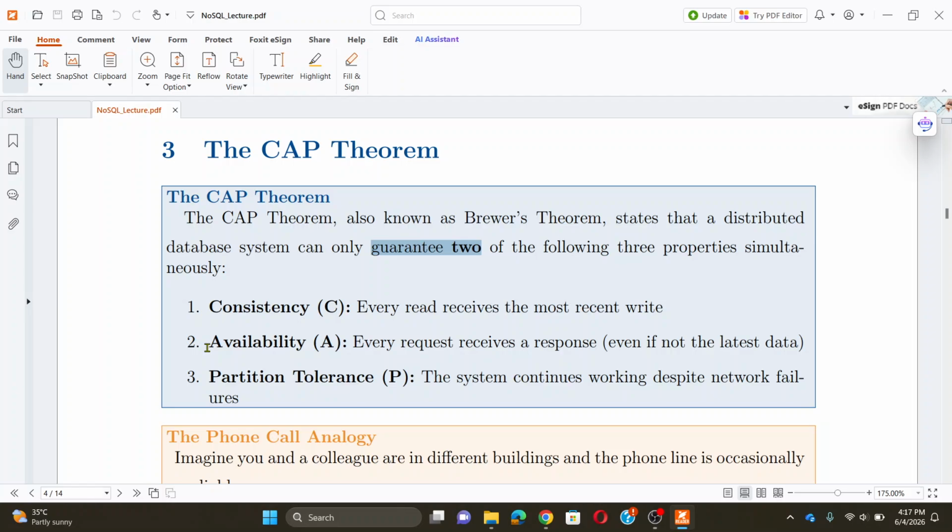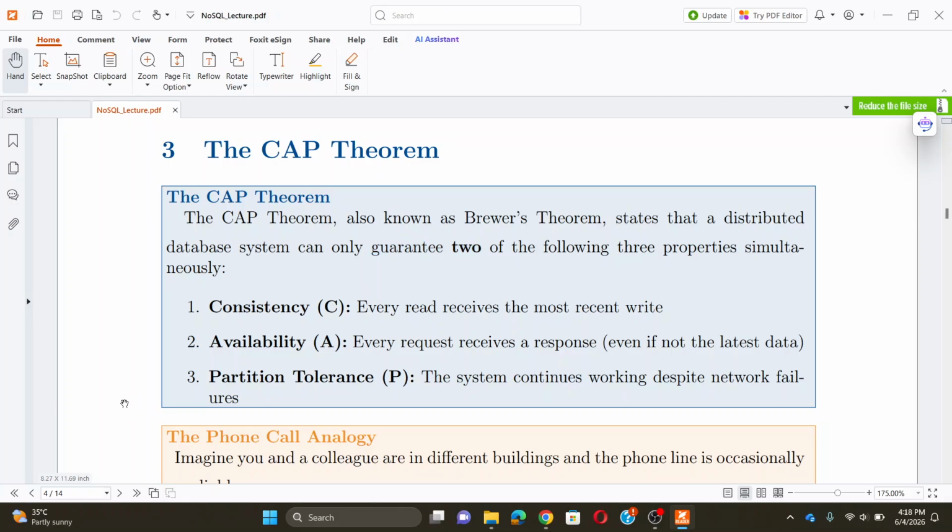So you know that consistency is that every read receives the most recent write, and availability is that every request receives a response even if not the latest data, so it should generate a response. And partition tolerance means the system continues working despite network failures.